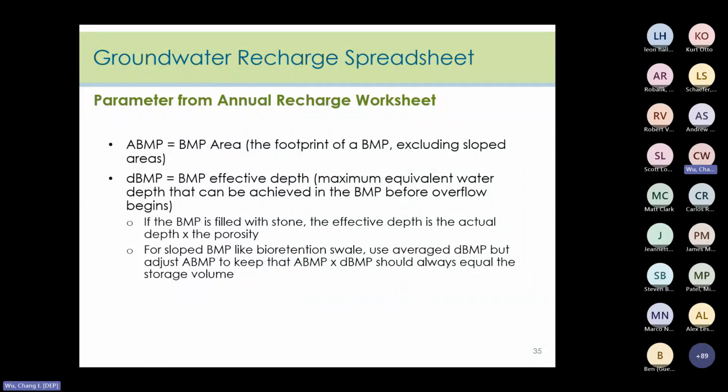Other parameters on the second page: ABMP is the BMP area, meaning the footprint of the BMP excluding the sloped area. DBMP is the BMP effective depth, which is the maximum equivalent water depth that can be achieved in the BMP before overflow begins. If the BMP is filled with stone, the effective depth is the actual depth times the porosity. For sloped BMPs, like a bioretention swale, use the average DBMP, but adjust ABMP so that the area times the depth always equals the storage volume of the BMP.